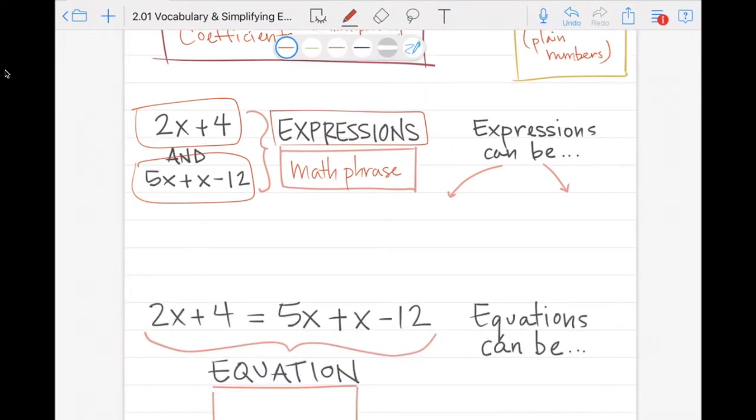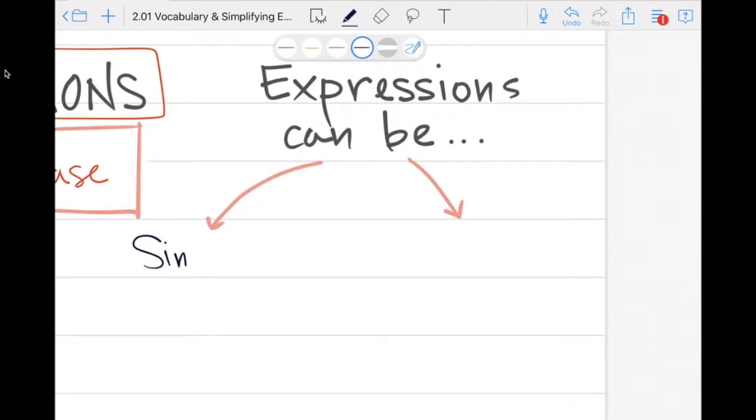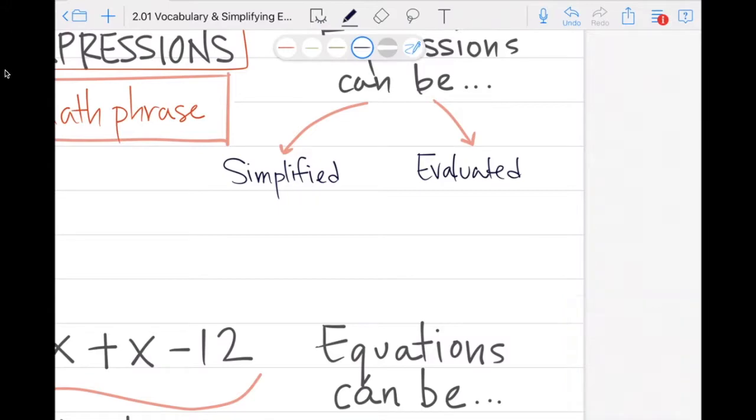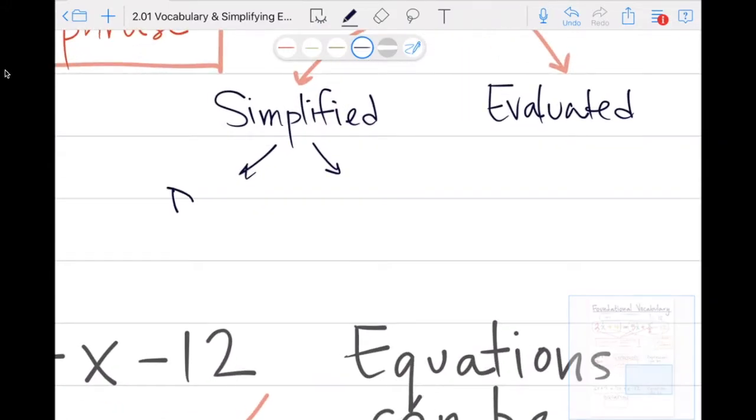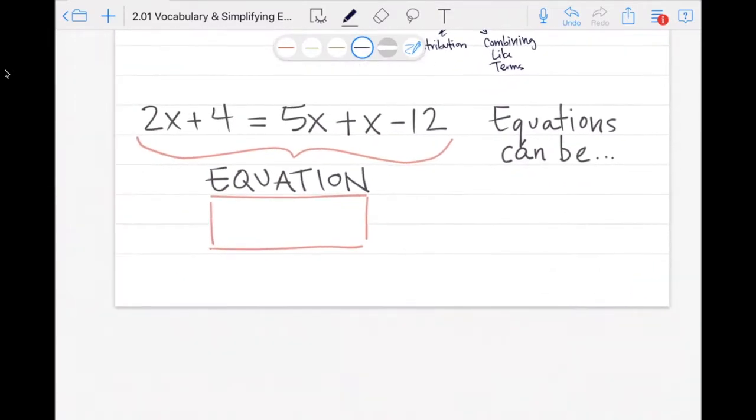There are 2 vocabulary terms that you'll hear associated with expressions. Expressions can be either simplified or evaluated. We're going to talk about evaluated in another video, but there are 2 ways you can simplify expressions, and one is by using distribution, and the other is by combining like terms. And we're going to do that later on in this video.